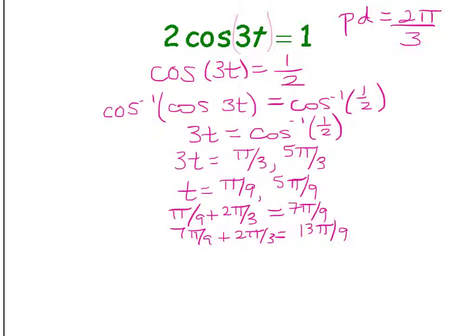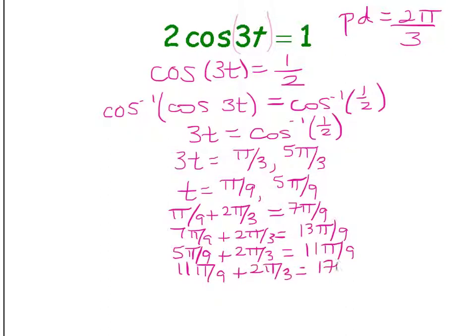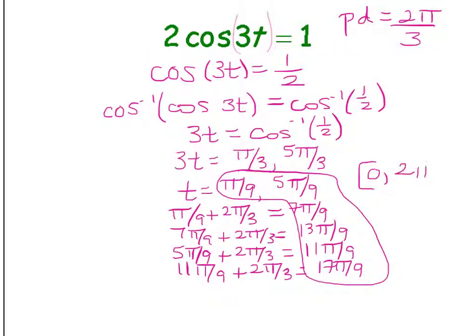For 5 pi over 9, that's one of the instances. If I add 2 pi over 3, which is the same as 6 pi over 9, I'll end up at 11 pi over 9. If I take 11 pi over 9 and add 2 pi over 3, then I'll end up at 17 pi over 9. So if I am between 0 and 2 pi, here are the values that I have: pi over 9, 5 pi over 9, 7 pi over 9, 13 pi over 9, 11 pi over 9, 17 pi over 9. That's all if I'm working from 0 to 2 pi, not including 2 pi.